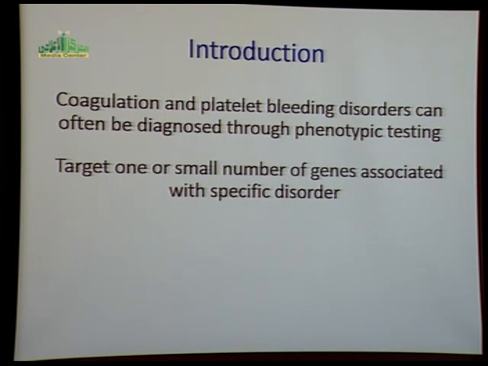A small bit of introduction just to these two sets of disorders. The coagulation and platelet bleeding disorders can often be diagnosed through phenotypic testing undertaken by a coagulation laboratory, which means that we often have sufficient information to be able to target one or a small number of genes associated with a particular disorder.